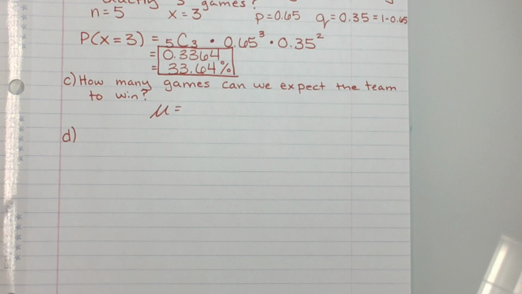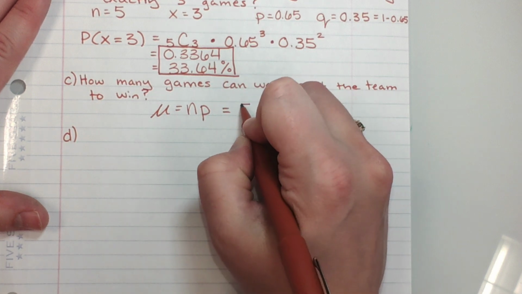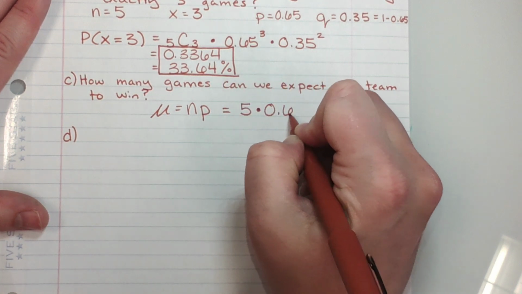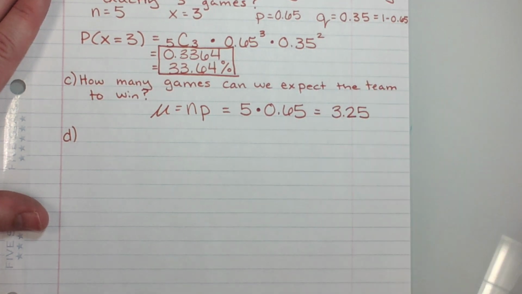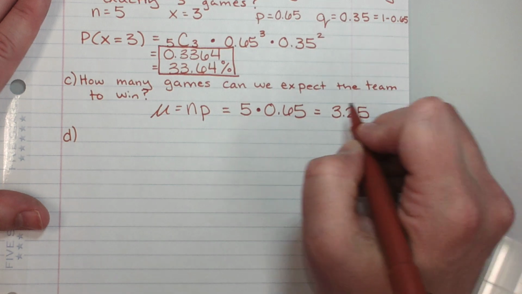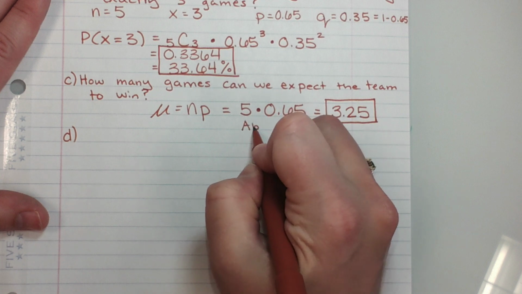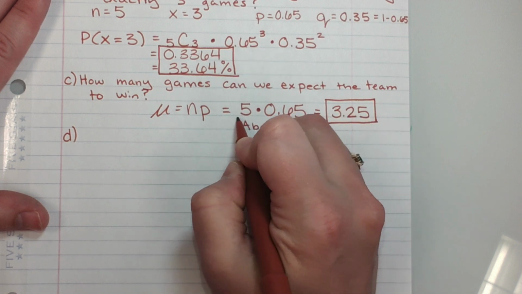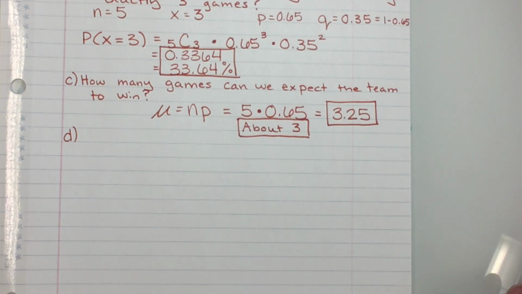What's the formula for mu? For binomial? N times P. N was 5, P was 0.65. We get 3.25. In layman's terms, you would probably say about 3 games. If you just tell me 3.25, I'm good with that as well. If you tell me about 3, then please show me your calculation as well. Don't just write about 3 and move on.